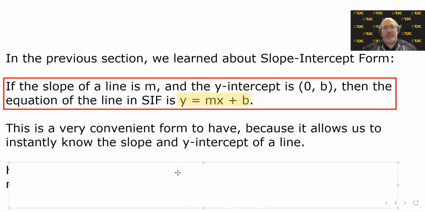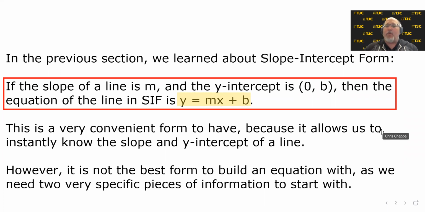However, there's a flaw to slope-intercept form. It is not the best form to build an equation, as we need two very specific pieces of information to start with. Namely, we need the slope and the y-intercept. Every line has a unique slope, if the slope exists, a vertical line is the exception, and a unique y-intercept, if the y-intercept exists. A vertical line is an exception, unless the vertical line is right on the y-axis, in which case every point is technically a y-intercept. But my point is, if you have something besides the slope and the y-intercept, then slope-intercept form is not really the best place to start.